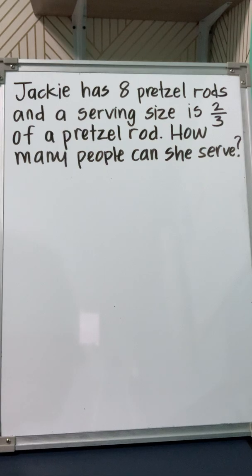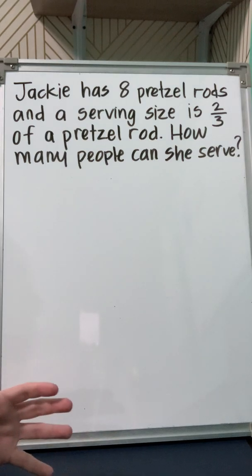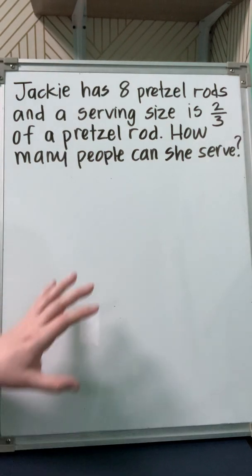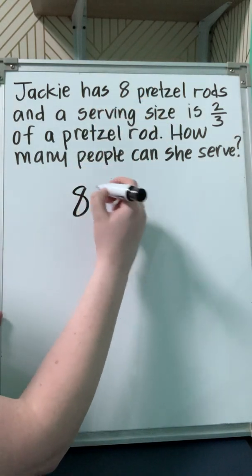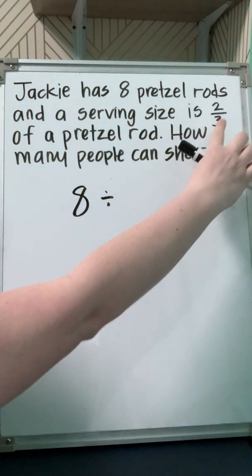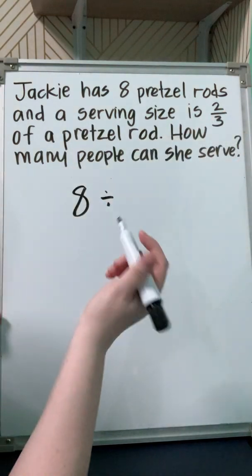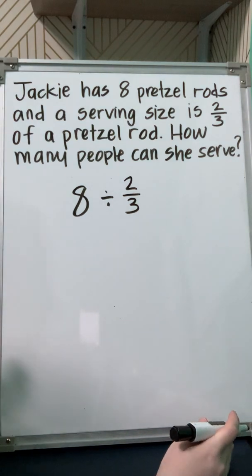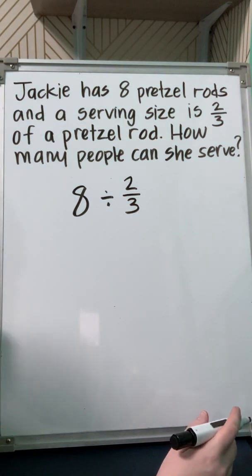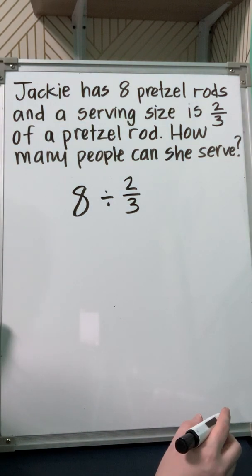So all that we have to do here is take the whole. What is the whole that we're working with here? So we have 8 whole pretzel rods, so we are going to do 8, and we want to divide it by how many each serving is, so that's 2/3. So 8 divided by 2/3. So in order to do this, it's really easy. It's the exact same as just dividing 2 fractions.